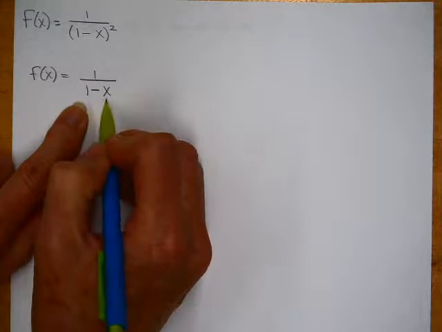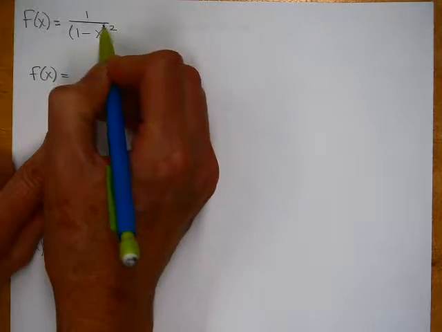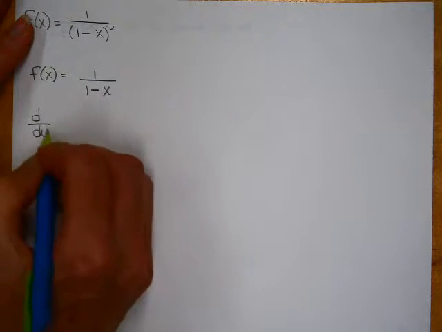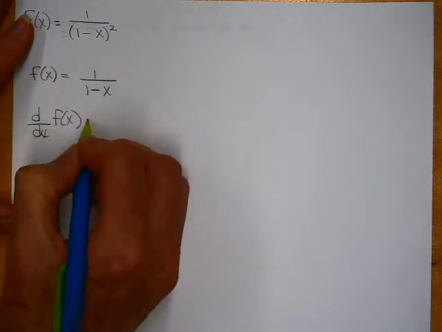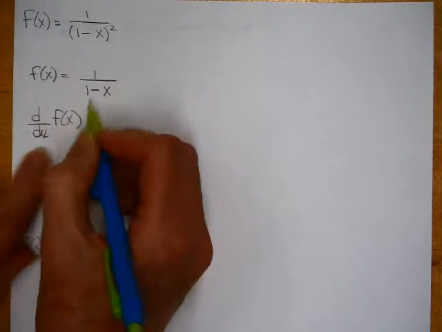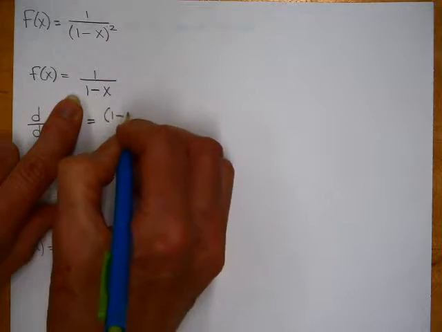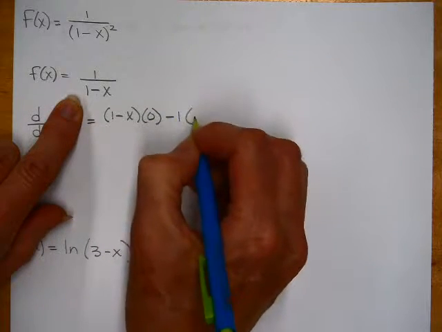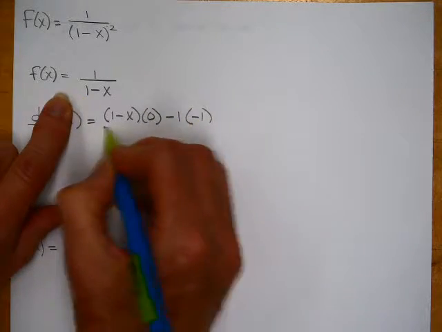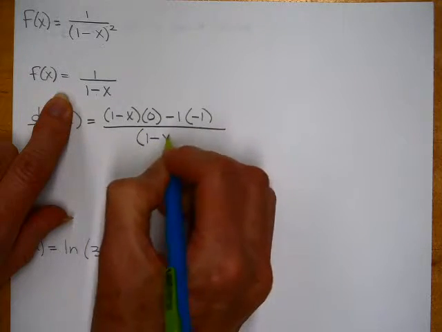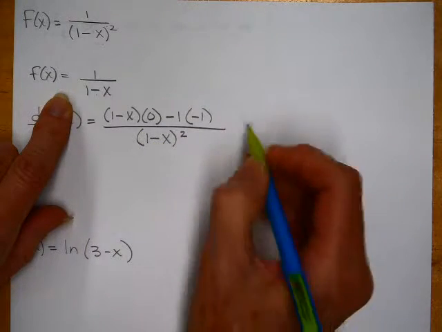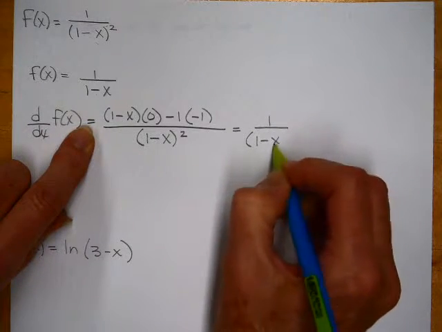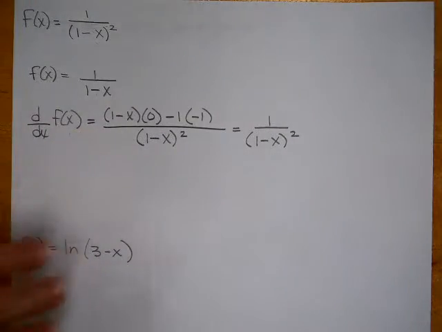I happen to know that the derivative of this will look similar to this. So let me look at the derivative of this function right here. The derivative of this is the bottom times the derivative of the top minus top times the derivative of the bottom divided by the denominator squared, which is 1 over 1 minus x squared.